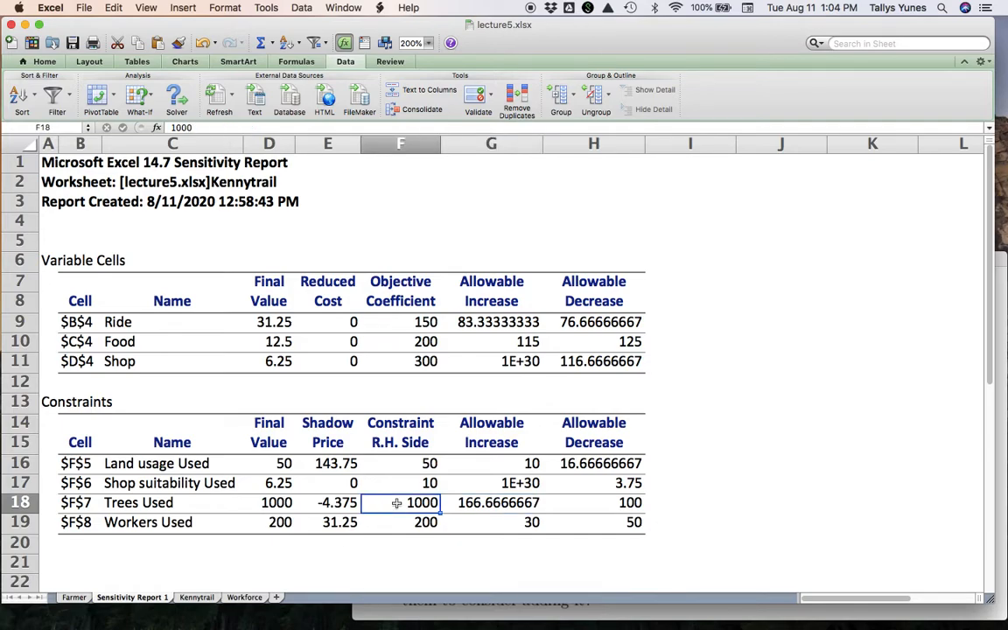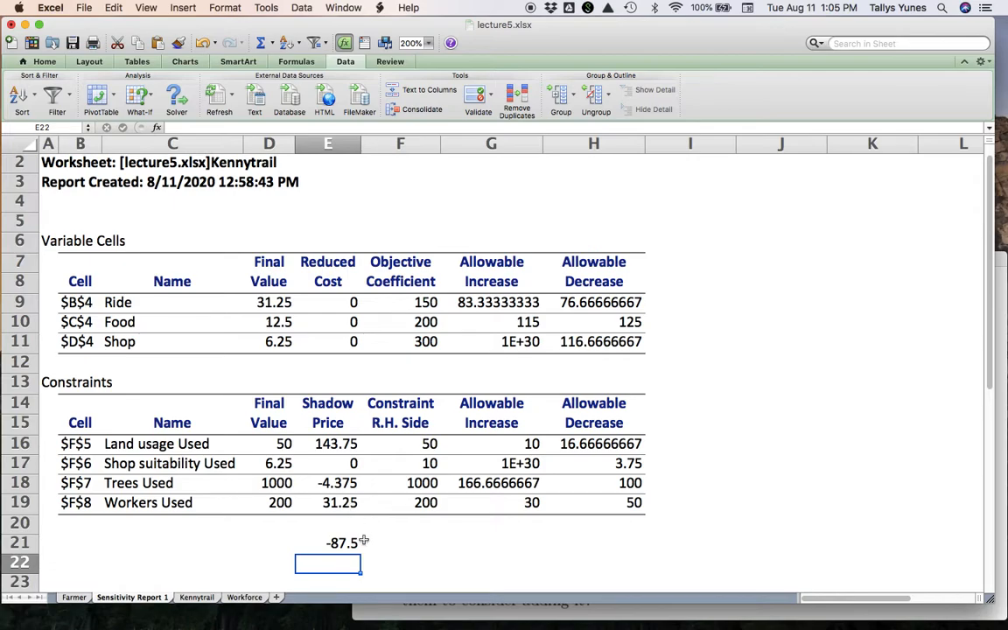So back to the question, if this number went up by 20, what would happen to the value of your objective? Well, the impact to the objective of a change in a constraint right-hand side is the amount of change, that is plus 20, times the shadow price. Right? So I can just point there. So if I do that, what this says is it's a negative number. What does that mean? It means that raising this number drives your objective down.